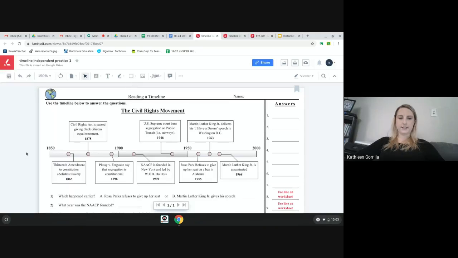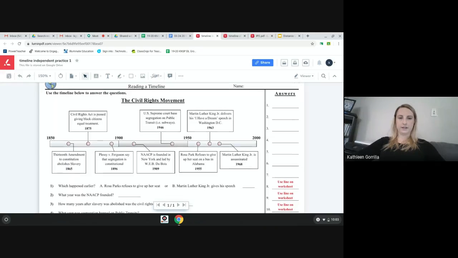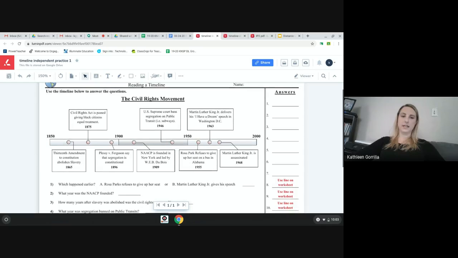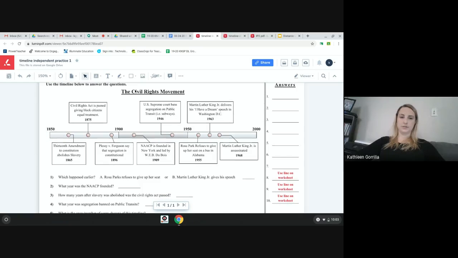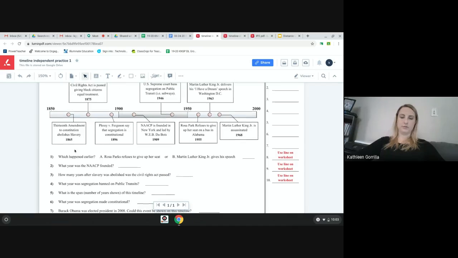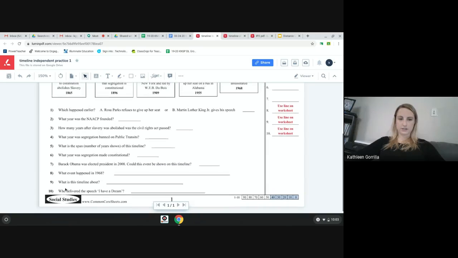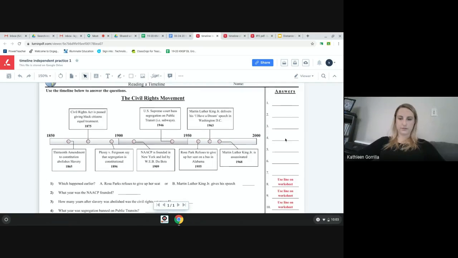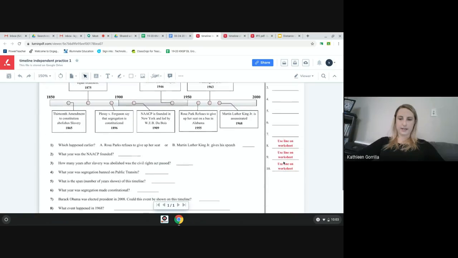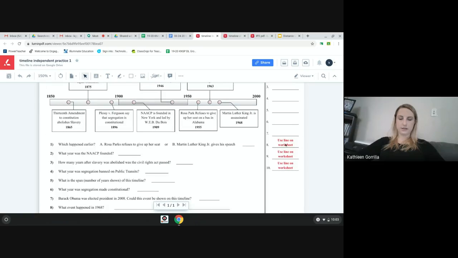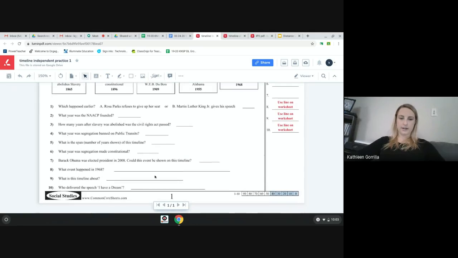And then here's your exit ticket. It looks a lot like the timeline that we practiced on the slides. So this is the civil rights movement. So go ahead when you're done with your other 2 worksheets and answer these questions by yourself. Write your answers over here. On 8, 9, and 10, where it says use the line on the worksheet, you're going to write your answers down here, okay, not on the side over here.